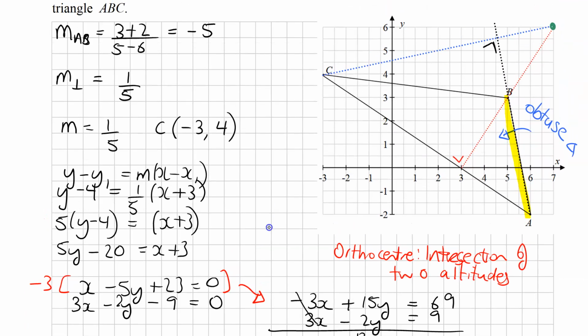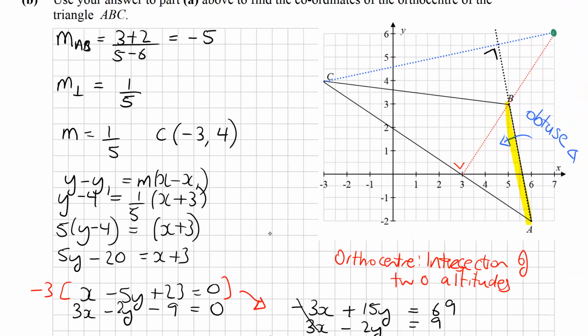Okay, and that's what I have on my diagram. Now keep in mind it's outside the triangle because it's an obtuse triangle. And how did I find it? I got the actual point of intersection of two altitudes.